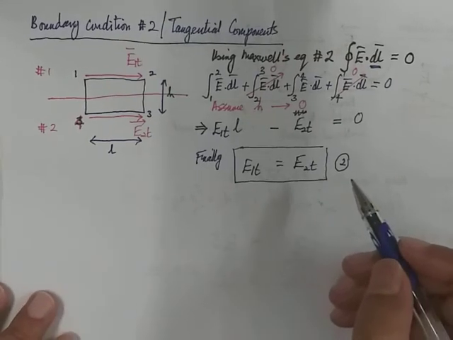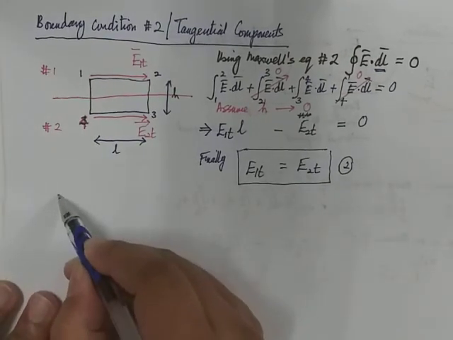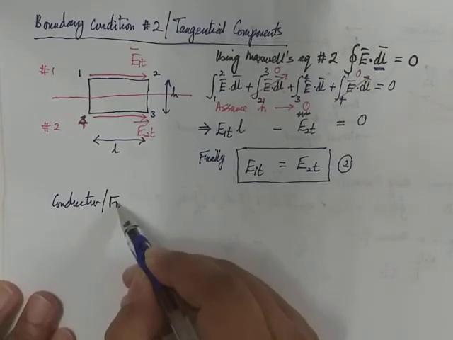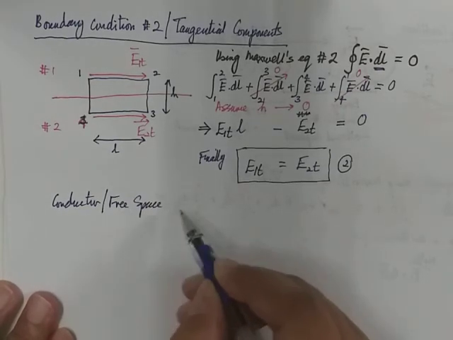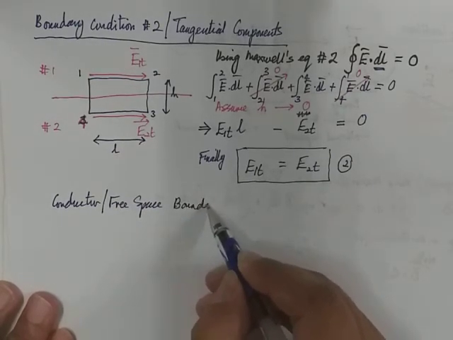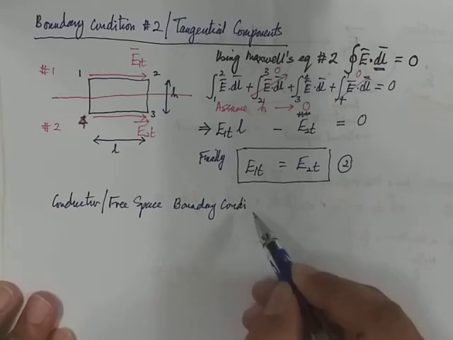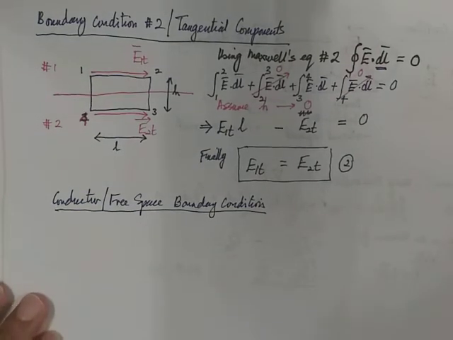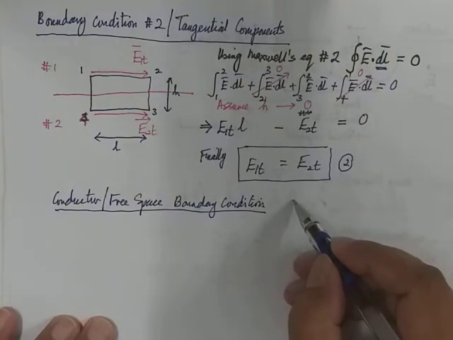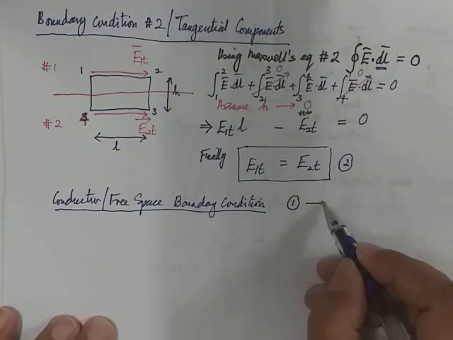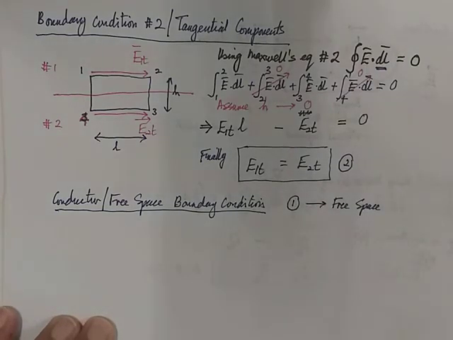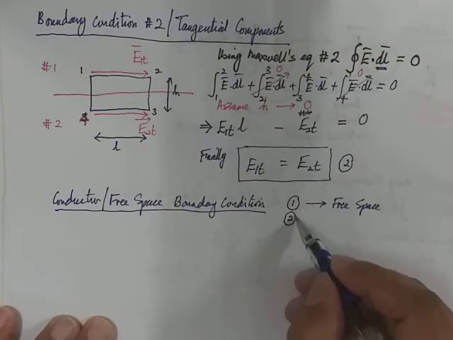So now let's make it more specific: the conductor and free space boundary condition. We're going to relate it to the media now. Let's see. Number 1 changes into what is known as free space. Number 2 now, we're going to assume to be our conductor.